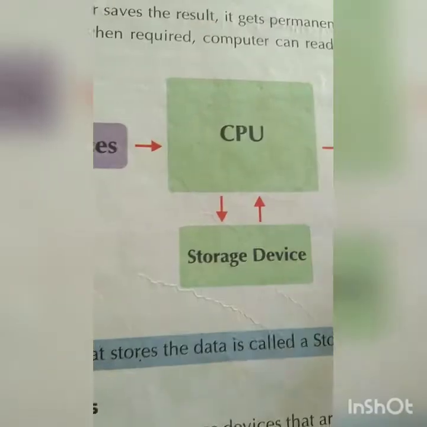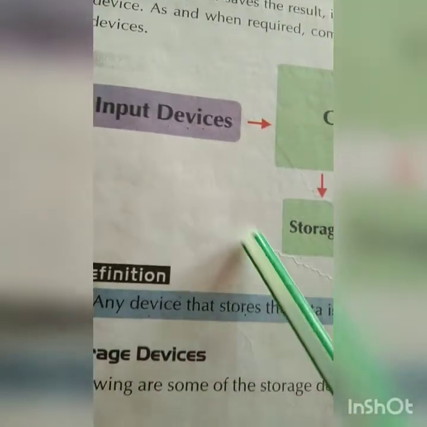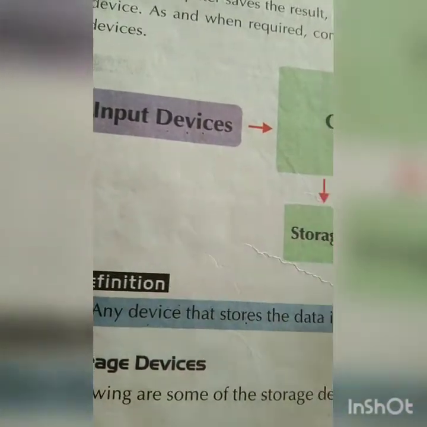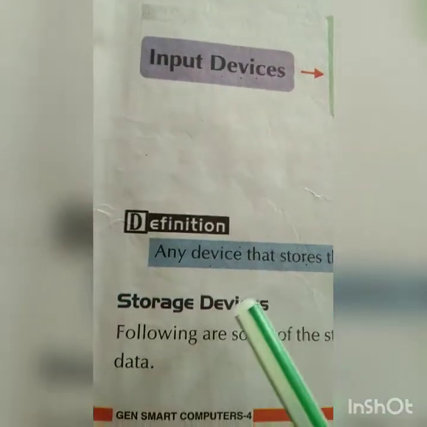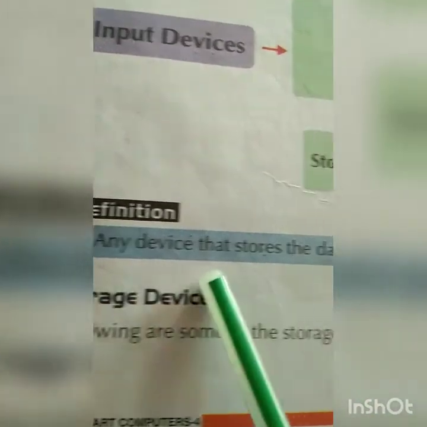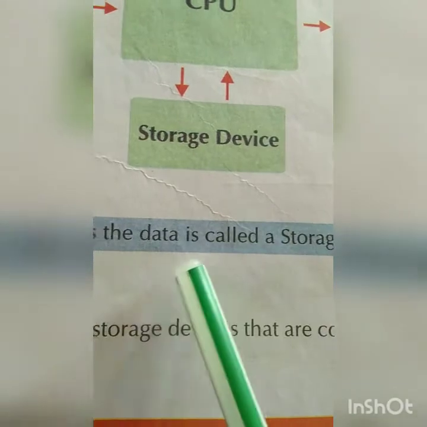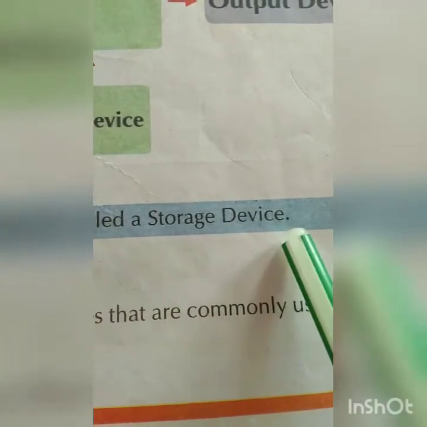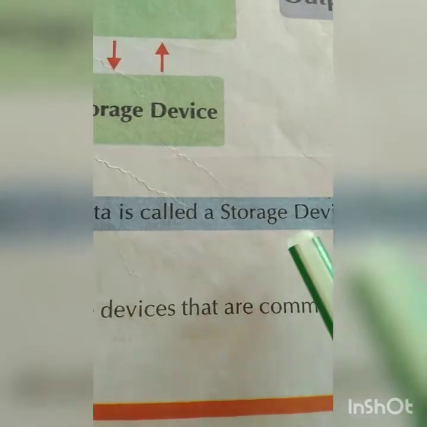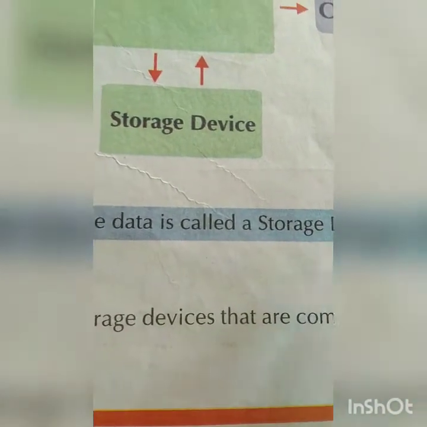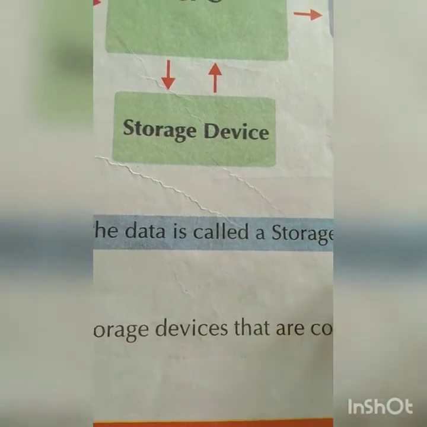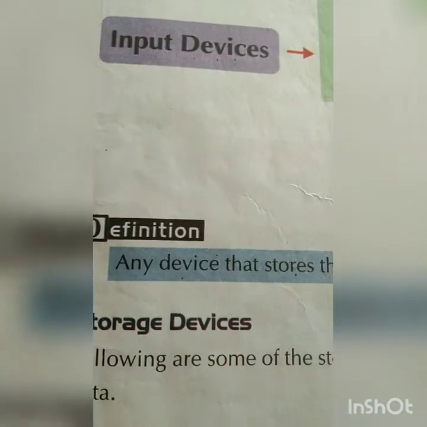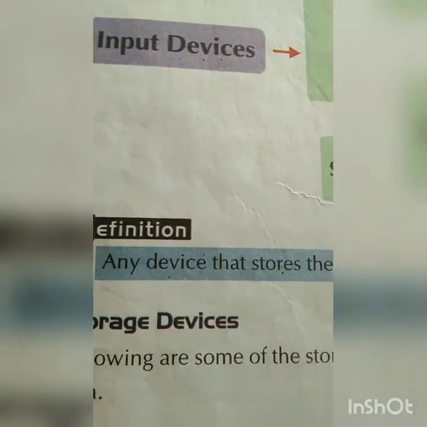So these are a few devices and how they do their work. Here is the definition given: any device that stores data is called a storage device. So it can be a pen drive, a hard disk, or your CD also.